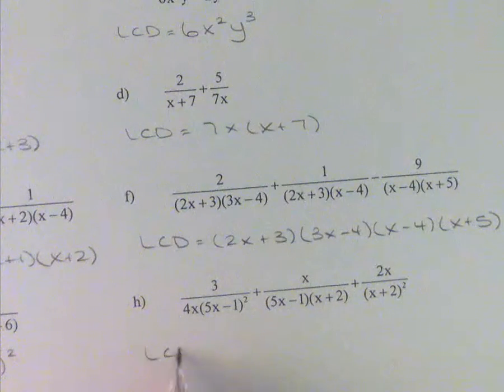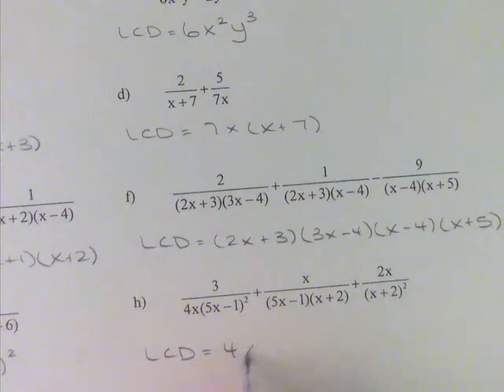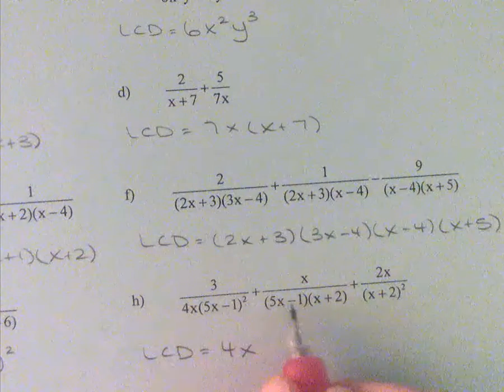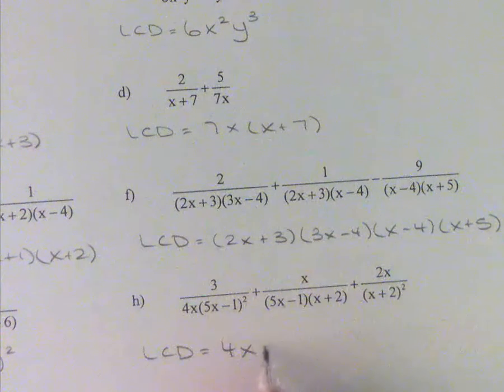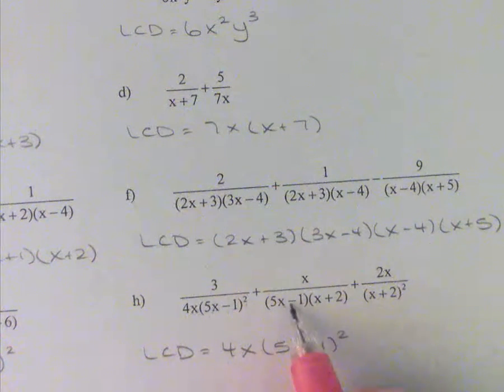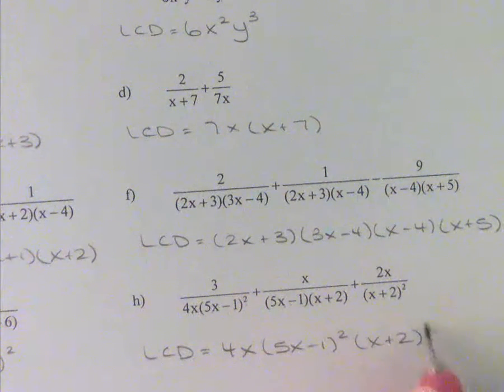If I look at this one, I need to include the 4x because it's part of this one, so this one would have to get those included. I have a 5x minus 1 squared. So this has 1, but this doesn't. So because it's squared, I need to include both of them. I don't need to include this again. And this is an x plus 2 and an x plus 2 squared. So I have to include the x plus 2 squared.